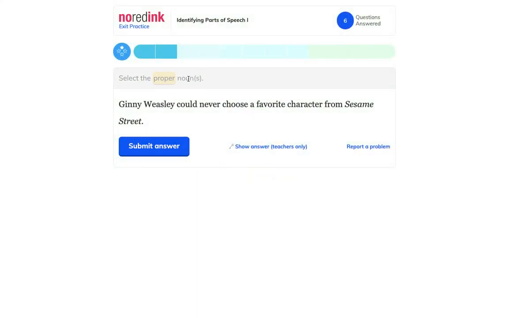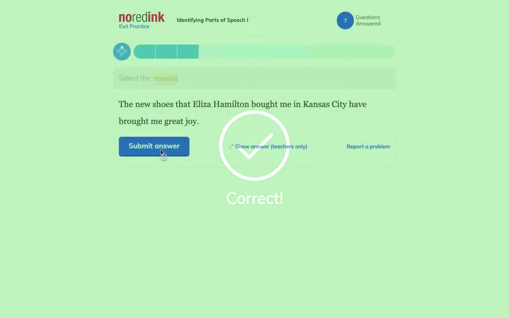Now we're going to be selecting the proper nouns. Ginny Weasley could never choose a favorite character from Sesame Street. Ginny Weasley is her name. Sesame Street is the name of the television show.